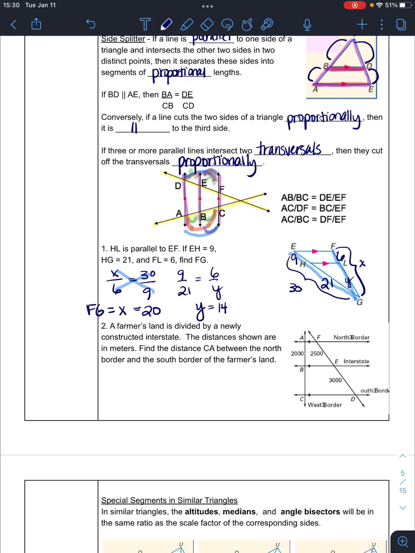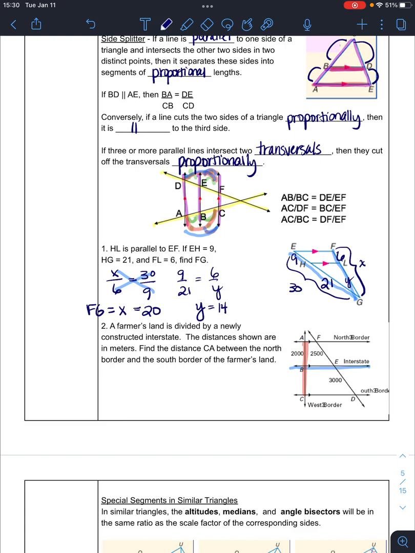So we can use that same idea here. It says the farmer's land is divided by a newly constructed interstate. So here is the interstate right here, and we've got his property, and so the distances are shown in meters. Find the distance CA. So here's what I want. I want the distance from here to here. And so what I can do is I can break this into pieces.